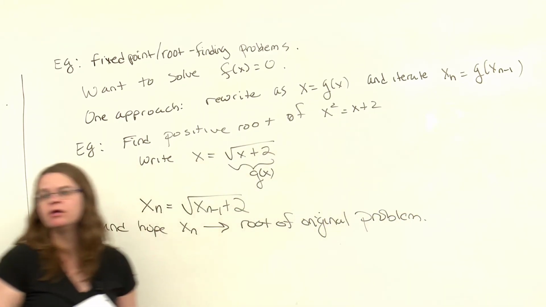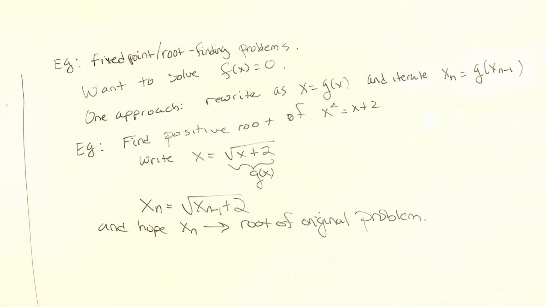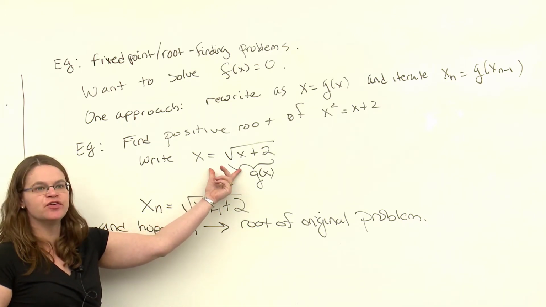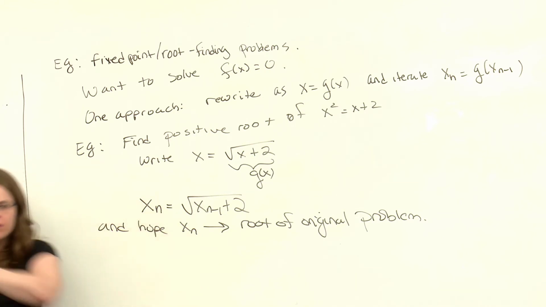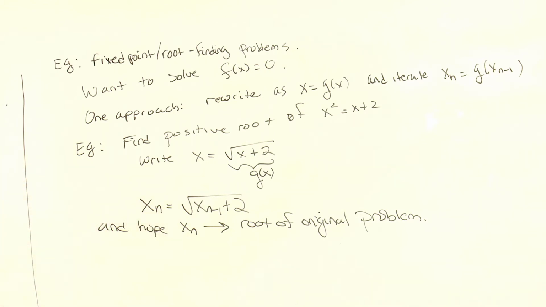But it might not, right? You're generating a sequence, and it might just bounce around forever and never settle down anywhere. If it settles down somewhere, it should settle down to a solution of this problem, xn minus 1 equal to xn. But it might not settle down. It might blow up. It might just bounce around forever. We don't know. And we want to prove that this converges.